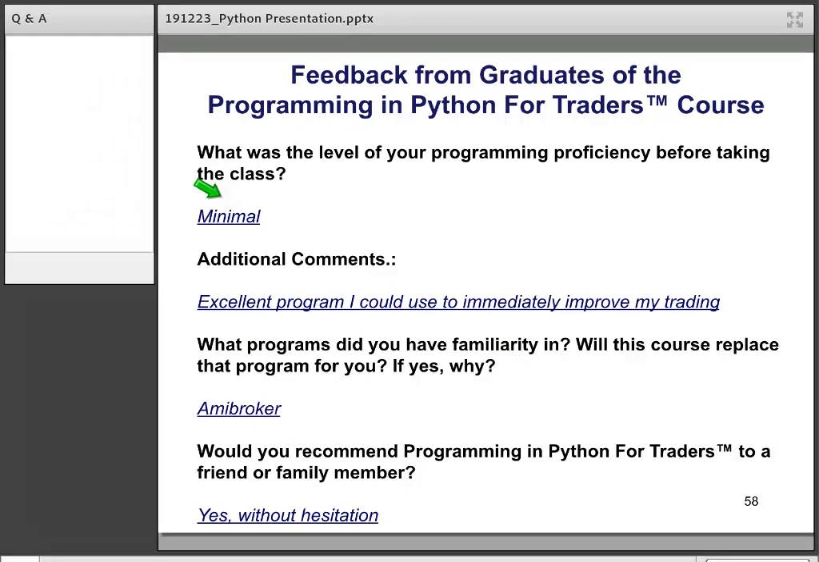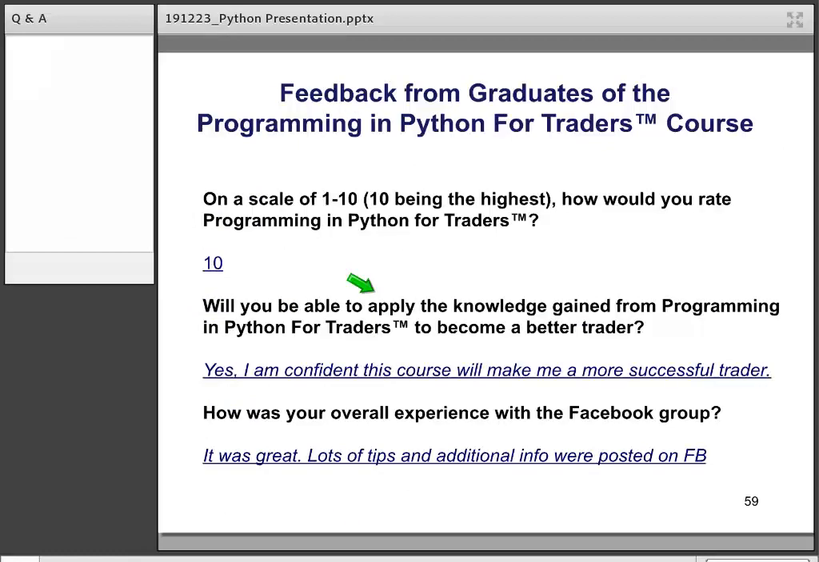This gentleman took the class with minimal programming experience, okay? And he said, it's an excellent program I could use to immediately improve my trading. You know, we saw some things there from experienced programmers. And again, a handful of these people had high-level degrees. Here's a gentleman that came in with minimal programming experience, and it was done on Amy Broker. He said he could immediately use this to improve his trading.